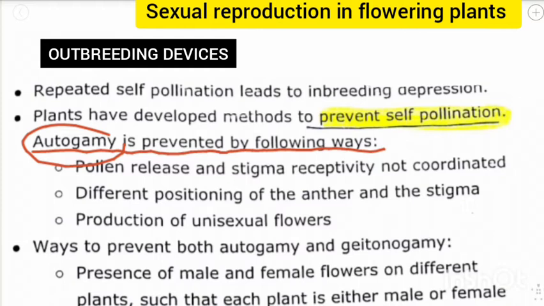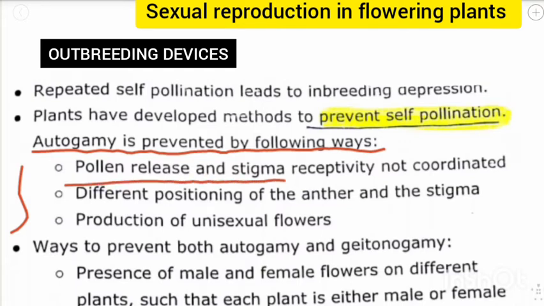Then xenogamy. The third one is xenogamy. It is the transfer of pollen grains from anther to stigma of a different plant. As it occurs between different plants, it is cross-pollination, so we should not avoid it. Autogamy is prevented by following these ways. These are the three ways to prevent autogamy.